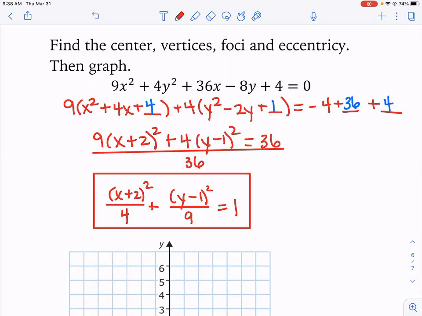Is this a vertical one? You betcha. Our bigger denominator is 9, and 9 is under the y squared. So we have a vertical ellipse.